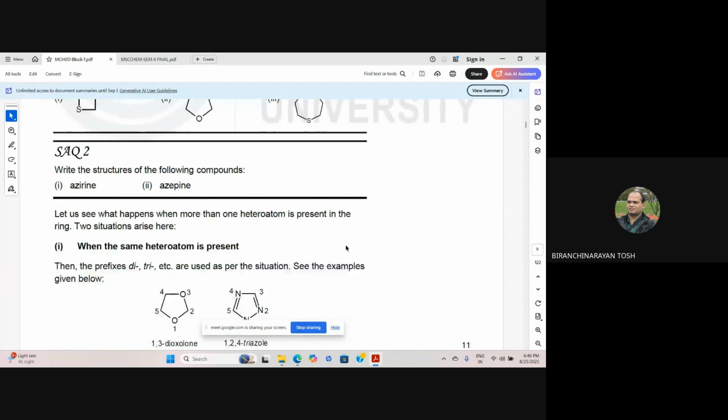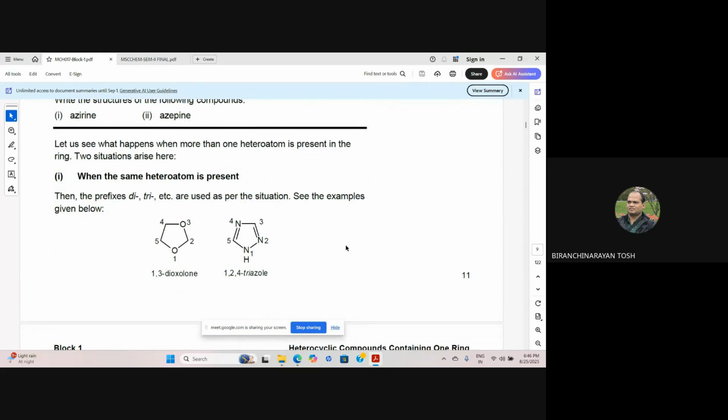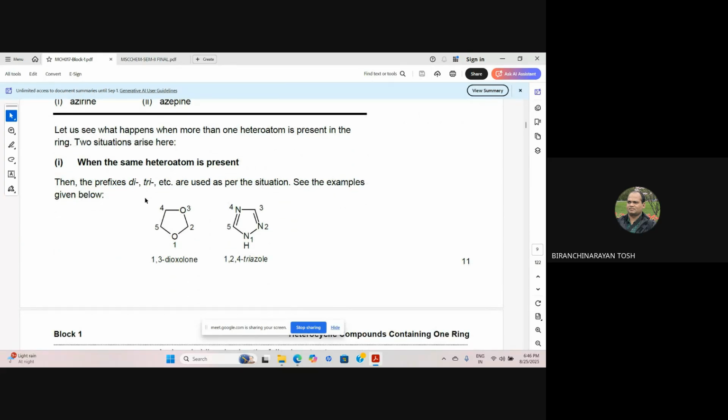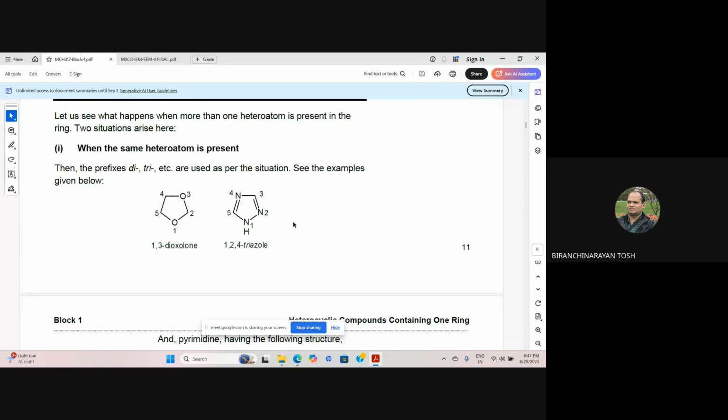Okay. So when the same heteroatom is present 2 or 3 times, then we have to use di, tri, and we have to number the atoms so that we start from one heteroatom, so that the other heteroatoms will get the lowest set of locants.